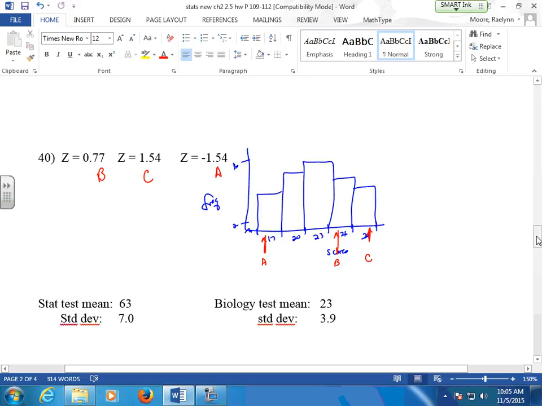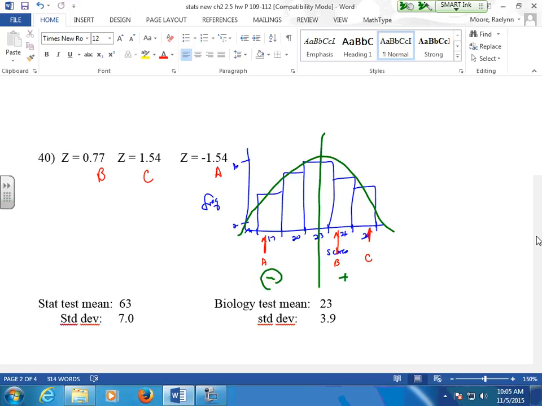Again, we can visualize some kind of curve here coming across. Your 0 would be smack in your middle. There's your negatives. There's your positives. So the only negative is the -1.54. That's your A. The B and the C, well, the one closer to the 0 would be the B, and the one further away would be the C. Can we do this? Yeah?